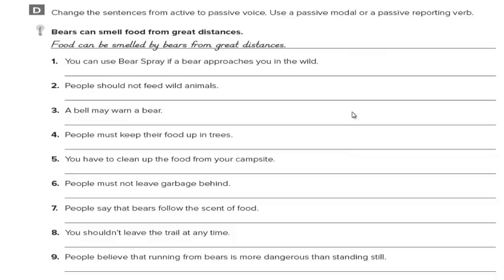Right. People should not feed wild animals. So, where's the object here? Well done, wild animals. So again, is there a modal verb? Of course there is, should. So wild animals should not be fed by people. A bell may warn a bear. Again, a bear may be warned by a bell, and so on.